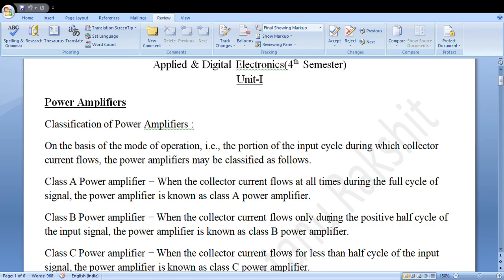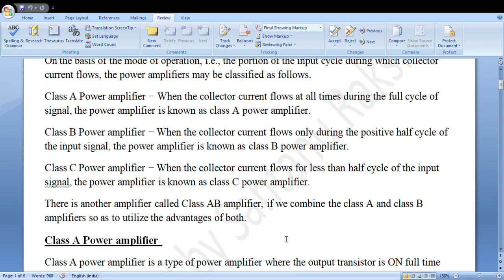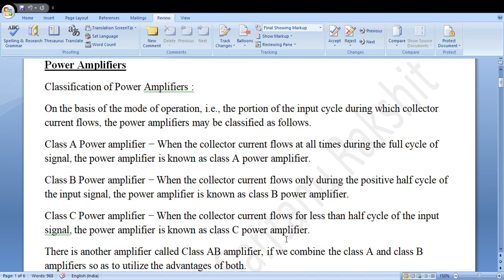On the basis of mode of operation, that is, for how much portion of the output cycle you are going to get output, the power amplifiers can be classified into four categories: Class A, Class B, Class AB and Class C. Which are the Class A amplifiers? Class A amplifiers are the ones where you get the output for the full 360 degrees of the input cycle. That means the current flows in the output circuit, in the collector circuit, for the full duration of the input cycle.